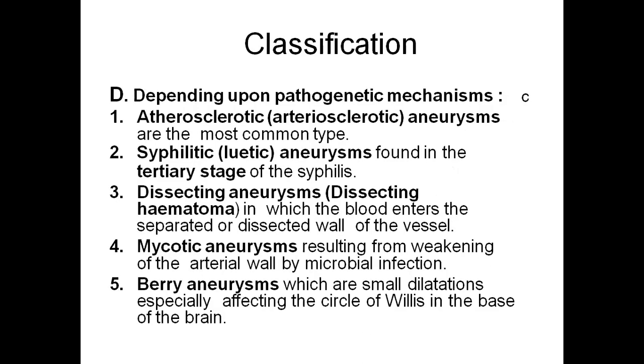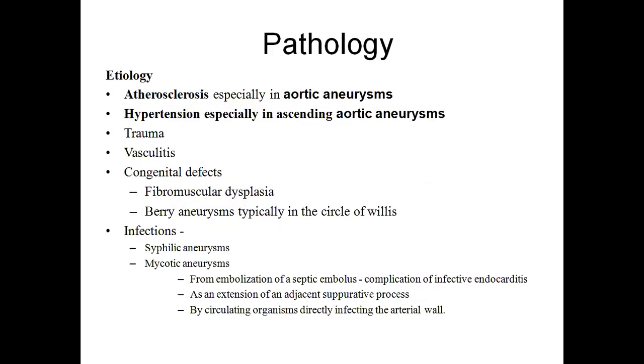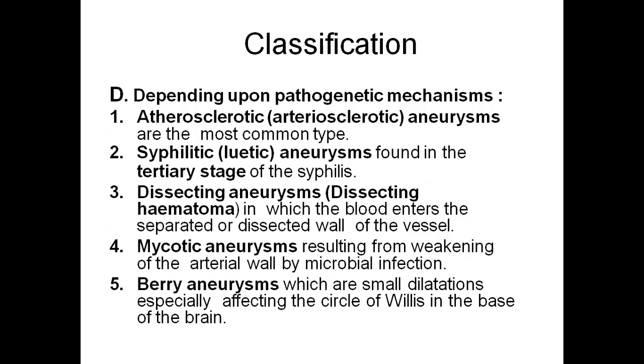The next, or the fourth type of classification, is depending on the pathogenetic mechanism. What was the reason behind the development of aneurysm? Like atherosclerotic aneurysm, it stands out to be the most common. Syphilitic aneurysm, dissecting hematoma or the dissecting aneurysm, mycotic aneurysm, Berry's aneurysm. And how do we define them?